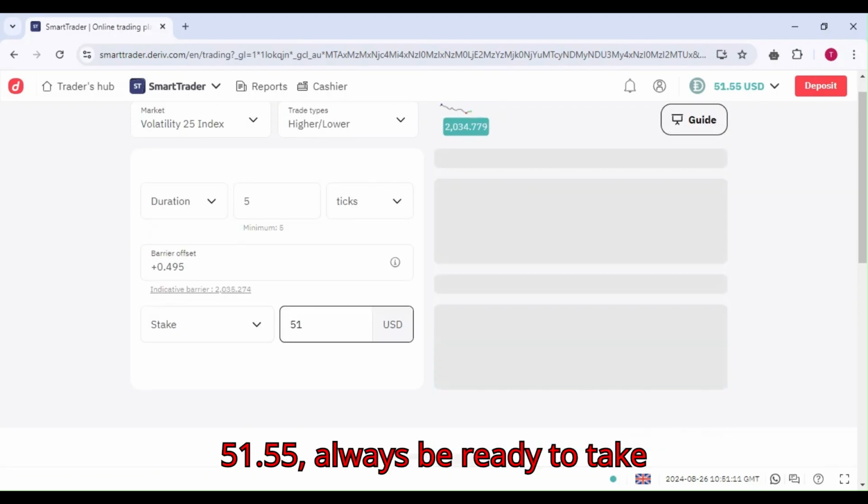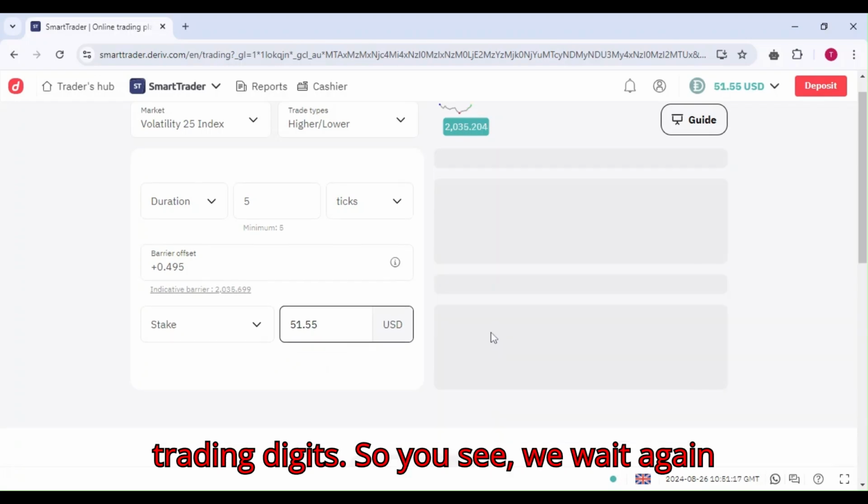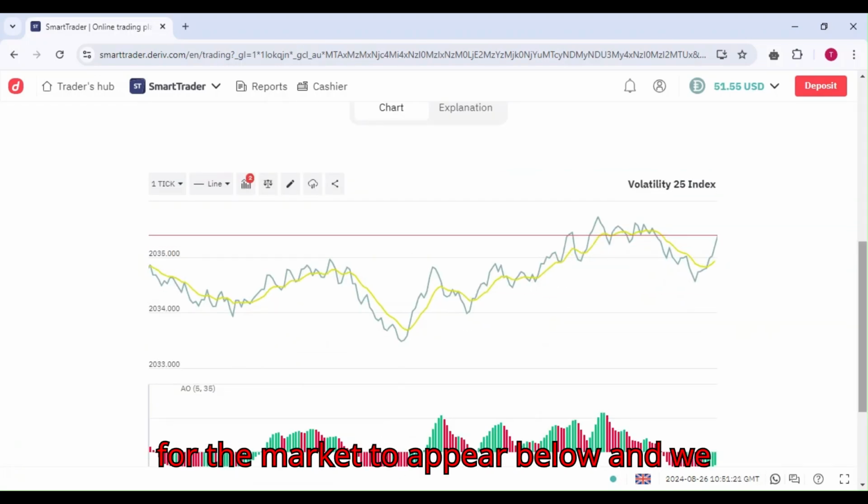51.55, always be ready to take trades. This is not risky, as we are trading digits. So you see, we wait again for the market to appear below, and we take a trade.